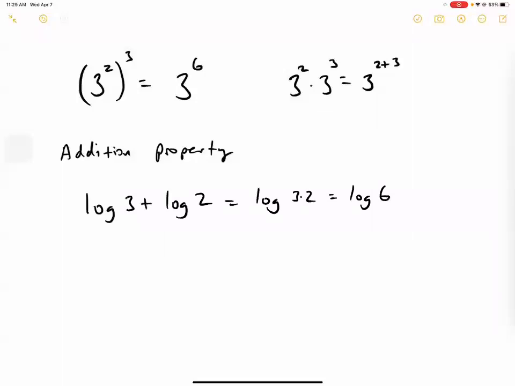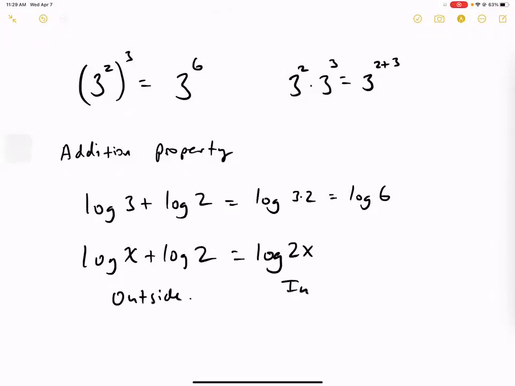Let's try this with another problem. If I say log of x plus log of 2, normally we would say, hey, you can't combine them, they're not like terms. And you're right, they aren't like terms. They're their own individual logs, but our log rule says you can always write this as log of 2x, multiplying on the inside. So what happens on the outside is reflected differently than the inside. When I'm adding logs on the outside, I am multiplying on the inside. And this could be confusing if you don't remember the rule.